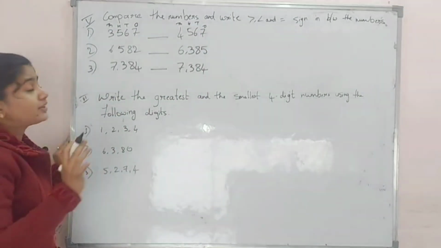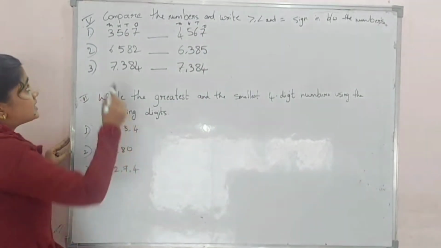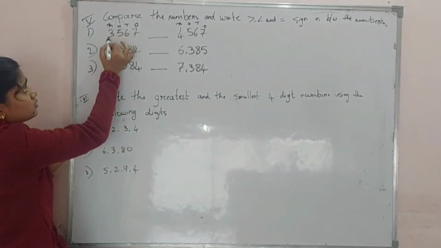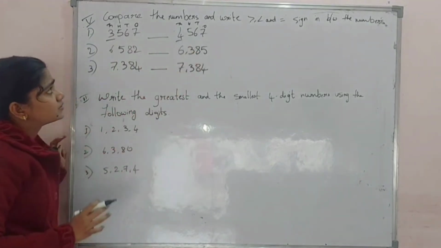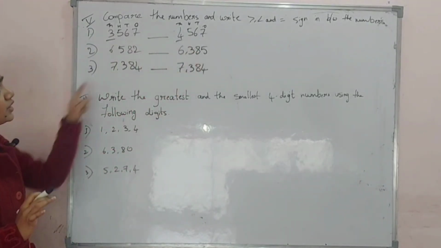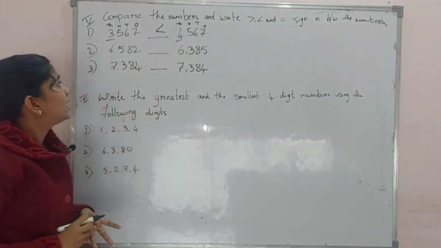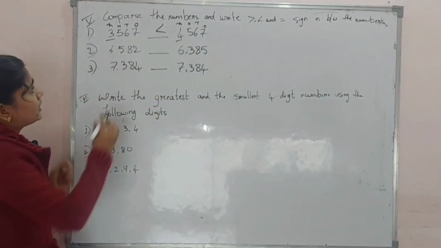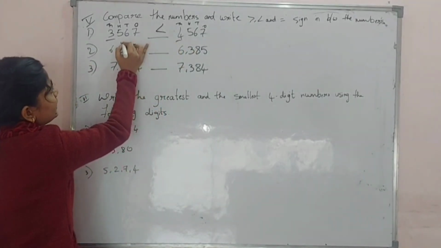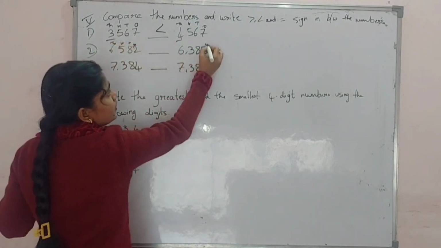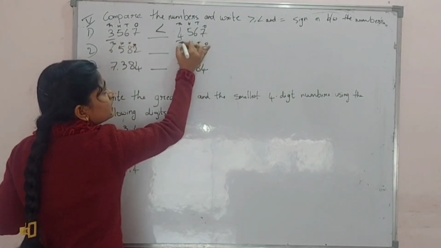Now start from the thousands place. Which is greater in the thousands place, 3 or 4? 4 is greater, right? So we write the sign this side. And here also we have to write the ones, tens, hundreds, thousands places.